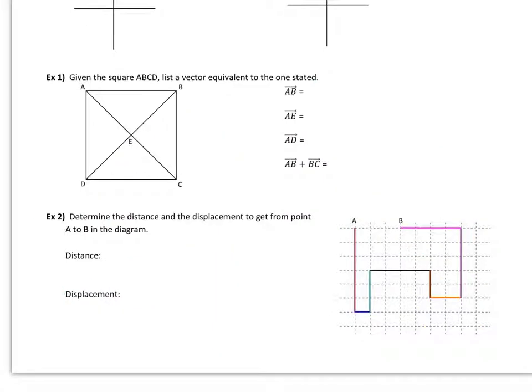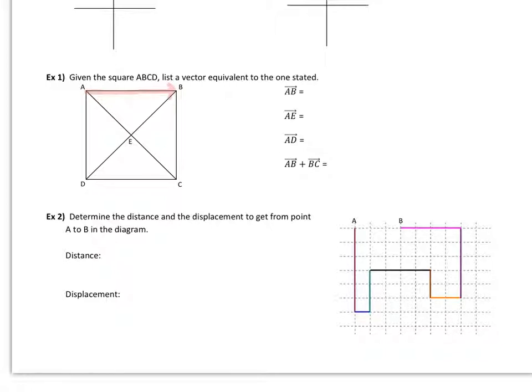All right, moving on. We have an example here. Given the square ABCD, list a vector equivalent to the one that's stated. So I've got vector A to B. Okay, so vector AB, that says I'm starting at A and heading towards B, and so my vector looks like what I've outlined there. I need another vector that's equal to that.